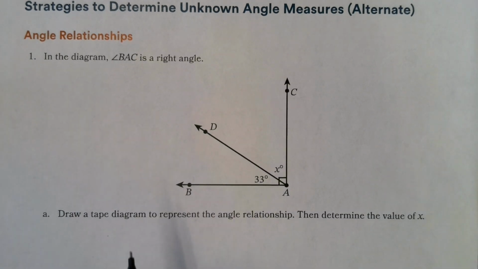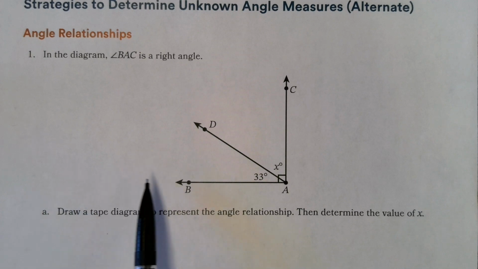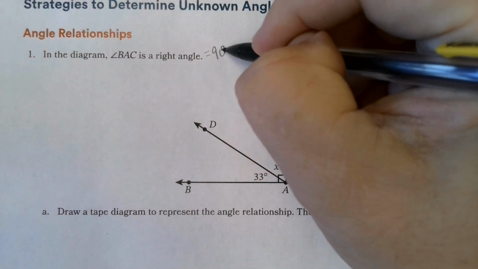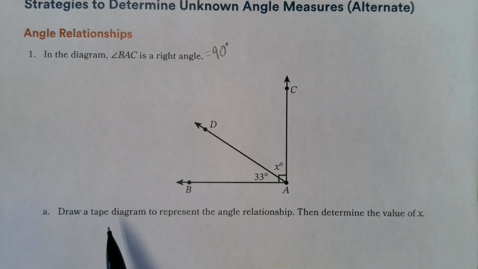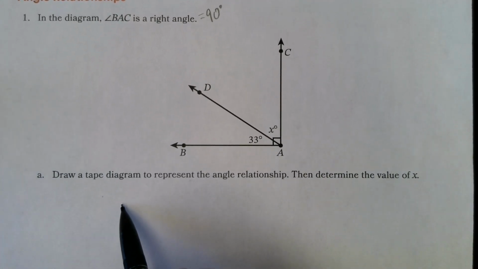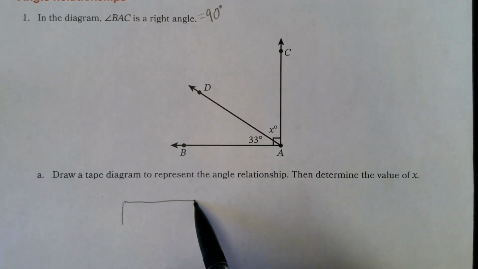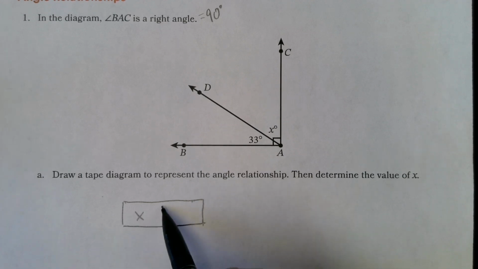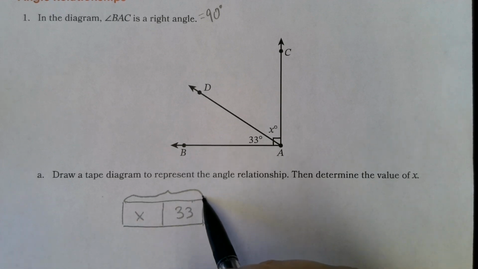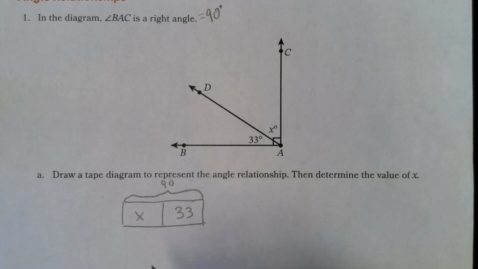So in question 1, it says that we have a right angle. A right angle means 90 degrees. And it says to draw a tape diagram to represent the angle relationship, then determine the value of x. Okay, well, if we're going to draw the tape diagram, we're going to have two things here. We're going to have x and 33. And together, it makes 90. So we've got to figure out what x is.